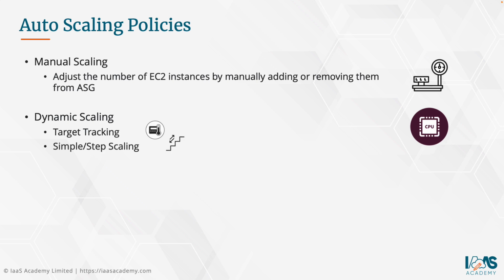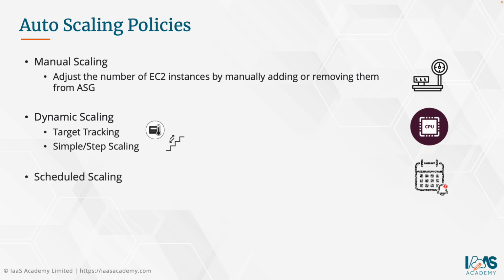The other option is step scaling. Step scaling, or simple scaling, is where you scale a resource based on a set of scaling adjustments that vary based on the size of the alarm breach. So let me give you an example. You could scale out by 10 instances if the alarm metric reaches 60% CPU utilization. You might choose to scale out by 30 instances if the alarm metric reaches 75% CPU utilization, or 40 instances if the alarm metric reaches 85% CPU utilization.